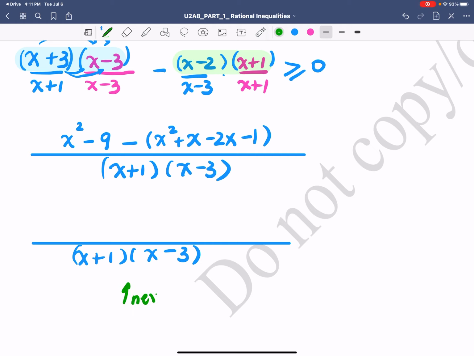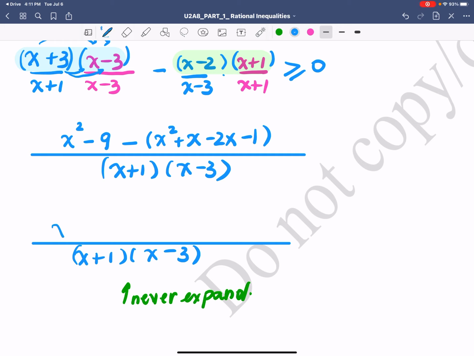Never expand this. You want it in factored form because remember what the next step will be. We will have to find the zeros of the denominator. It's easier to find the zeros when the denominator is in factored form. So we have x squared minus 9.